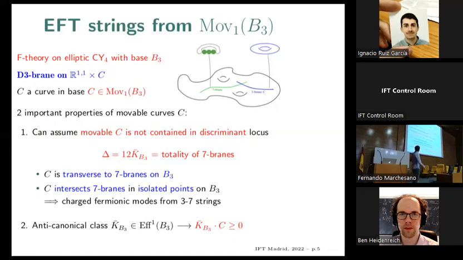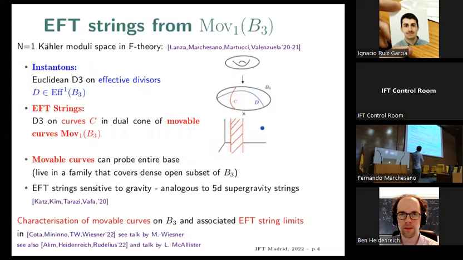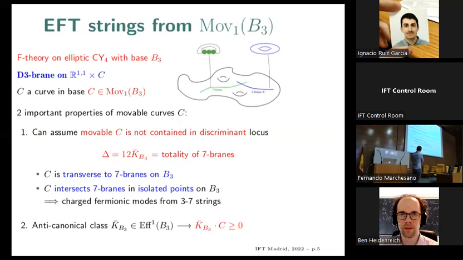The discriminant locus is the totality of all divisors which are wrapped by the space-filling seven-branes. And if my curve happens to lie inside, I can just move it away because it's movable. So this means that these curves can be viewed as being transverse to the seven-branes. And in fact, they intersect transversely, at points. And at these points, we have charged fermionic zero modes. And these are one of the two reasons why the strings will talk to the gauge sector.